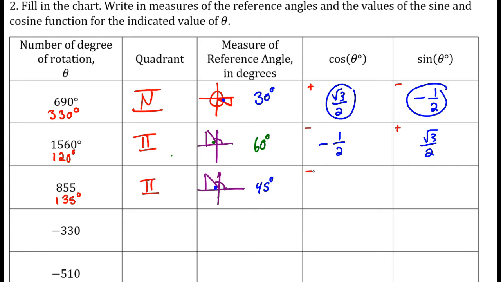We're in quadrant 2 again. So remember, your x values are negative, your y values are positive. The cosine of 45, well, I like the sine and cosine of 45 because they're the same, except this time cosine's negative, sine is positive.